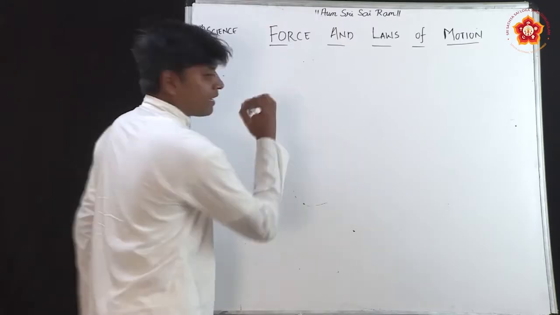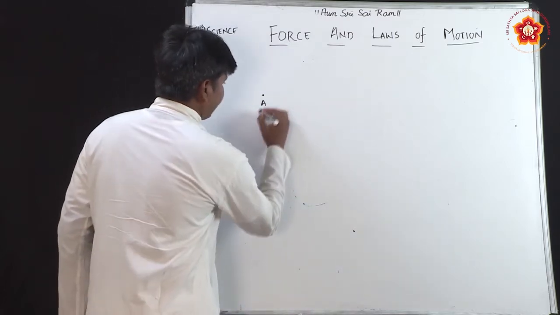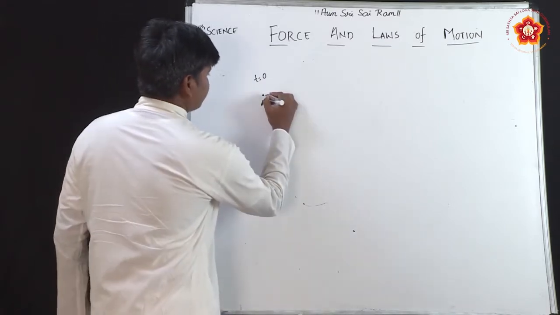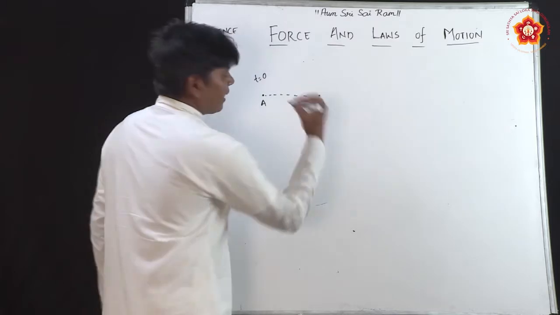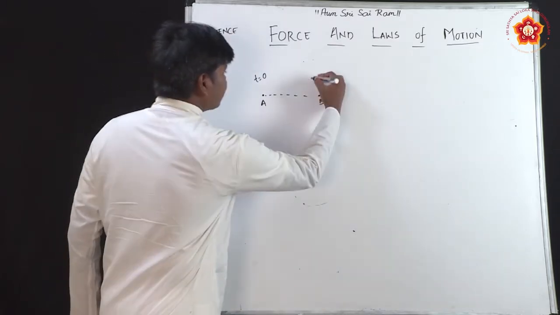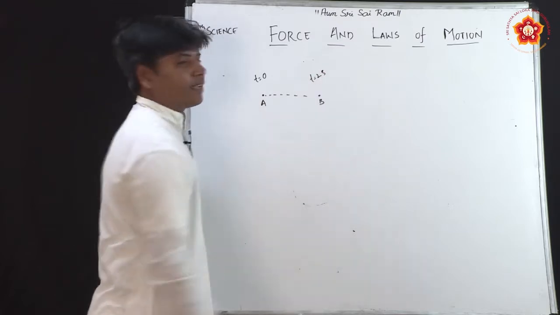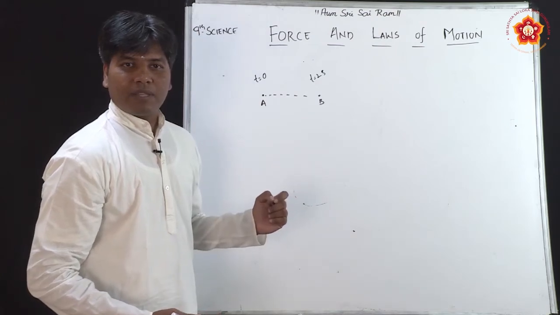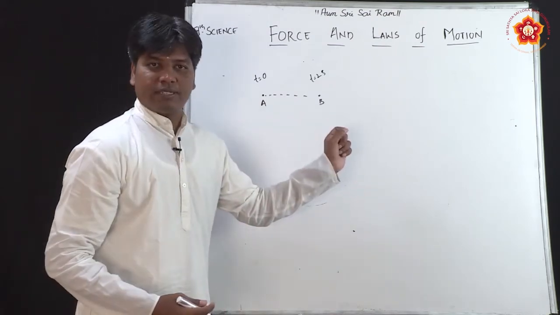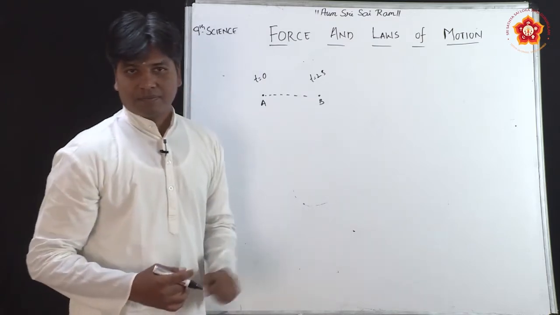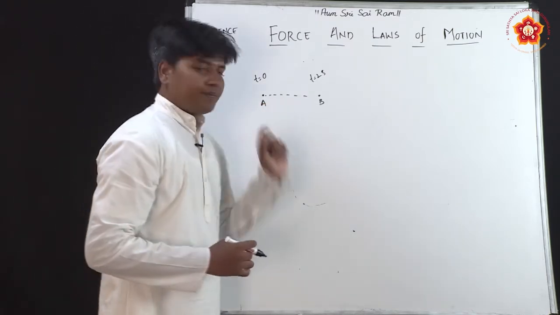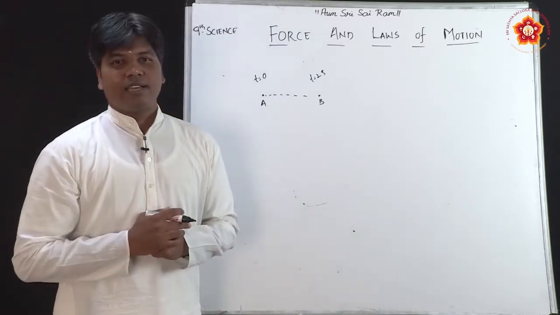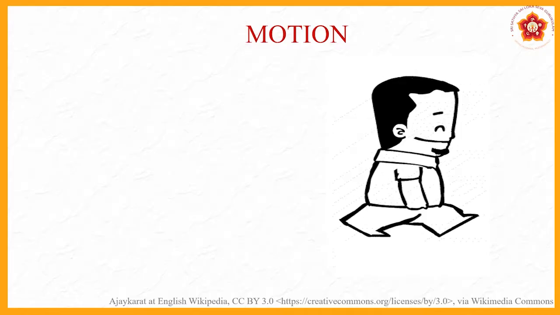You can see an object is starting at A at time t equal to 0. T equal to 0 means it is a starting point. It started and reached point B. Take this time as 2 seconds. So with change in time, it also changes its position, right? That means the body is in motion from A to B. That is the first thing. We defined the motion. Now after defining the motion, our next question will be what?